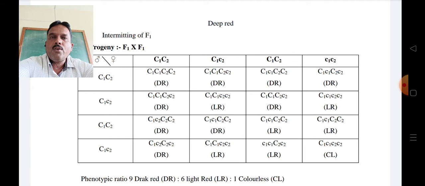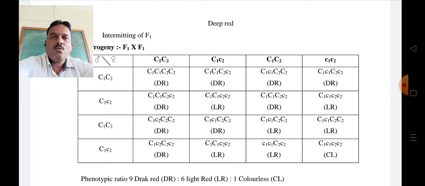Where any one of them, whether capital C1 or capital C2, is present, six combinations are light red in color. The last combination, small c1, small c1, small c2, small c2, which is observed in the last checkered board, is the colorless one. So the ratio should be modified to 9:6:1.